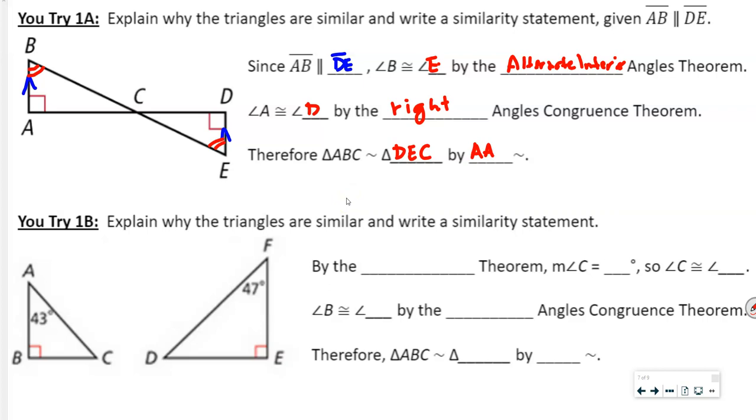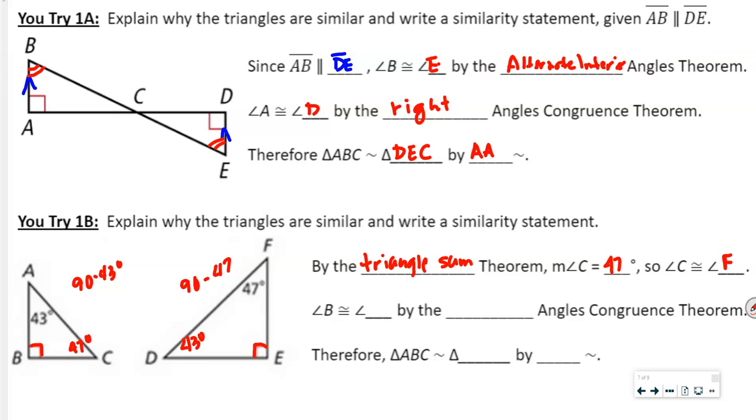So this one says, by the blank theorem, the measure of angle C is blank, so the measure of angle C is equal to the measure of what? Do you notice this is a right triangle here? Both are right triangles, right? So couldn't we do 90 minus 43 to find this other angle down here? And it is 47, right? And then same way over here, 90 minus 47 is equal to 43. Y'all see that? So by the triangle sum theorem, the measure of angle C was 47, right? So angle C is congruent with what angle?